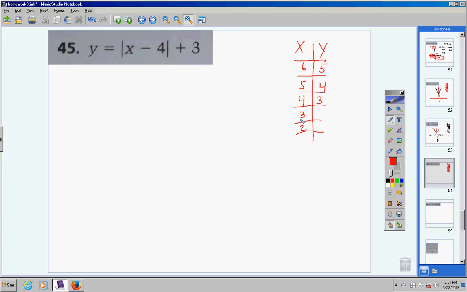Okay, I'm back. So we're going to put a 3 in for x right here, okay? So 3 minus 4 is negative 1. But the absolute value of negative 1 is positive 1. So positive 1 plus 3 is positive 4.